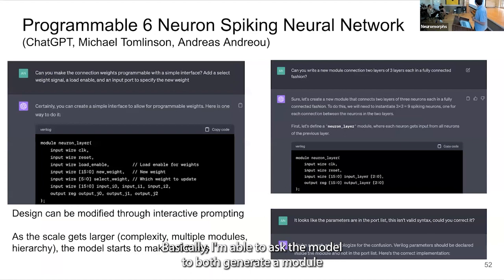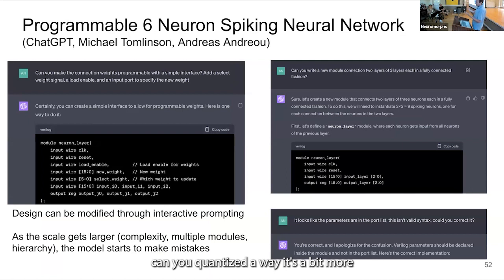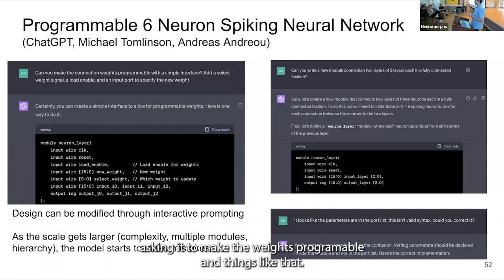Basically, I'm able to ask the model to both generate a module and then instantiate that module within other modules, so this hierarchical Verilog, as in a typical design flow. So we have this single neuron model, which is then instantiated in a fully connected network with 6 neurons. You can modify the design through prompting, like, hey, can you quantize the weights a bit more? Or can you set the weights to be 4-bit values instead of 16 bits? You can also extend this by asking it to make the weights programmable and things like that.